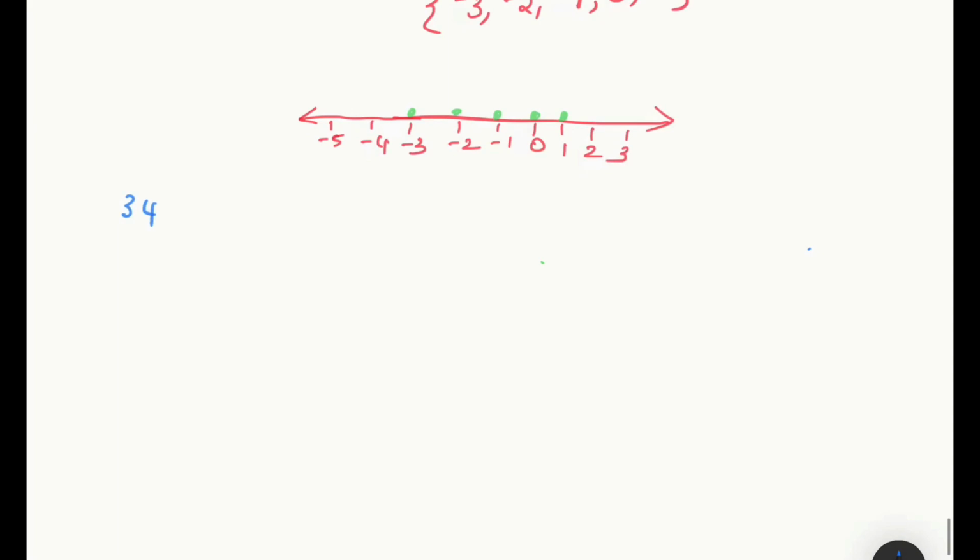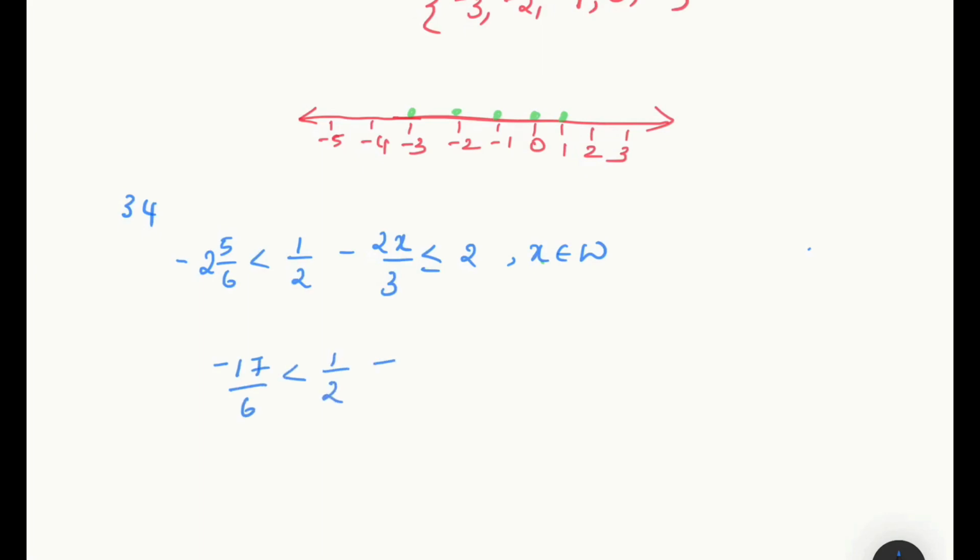Question number 34. Find the values of x that satisfy the inequation minus 2 5 by 6 less than 1 by 2 minus 2x by 3 less than or equal to 2, where x belongs to W. So minus 12 plus 12 plus 5 is 17. Minus 17 by 6 less than 1 by 2 minus 2x by 3. We'll take that part and do it first till here. So taking 2x by 3 this side, less than 1 by 2 plus 17 by 6.